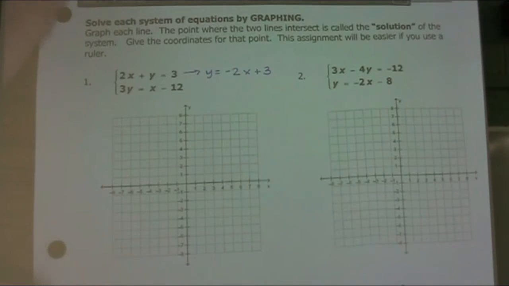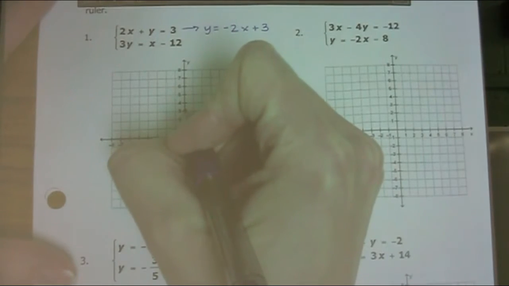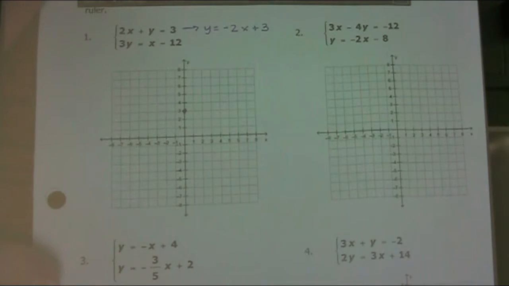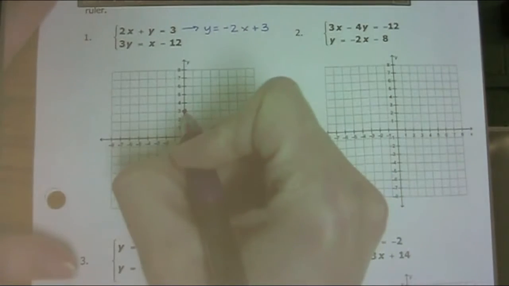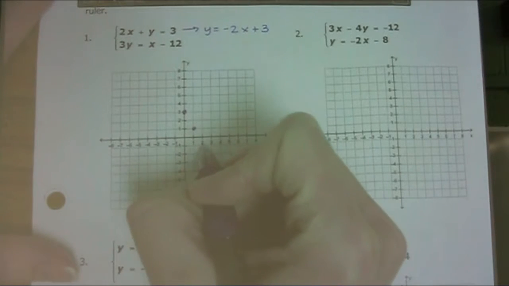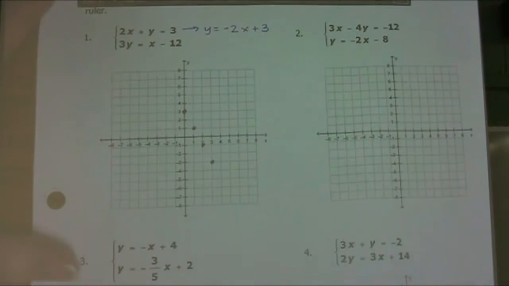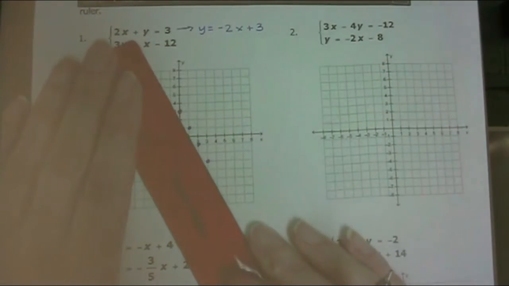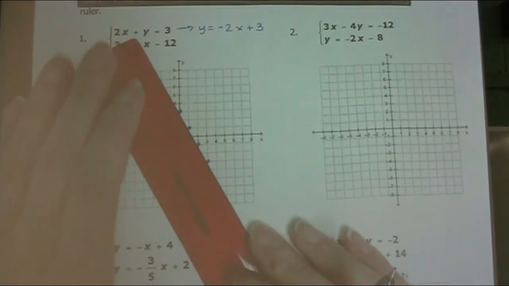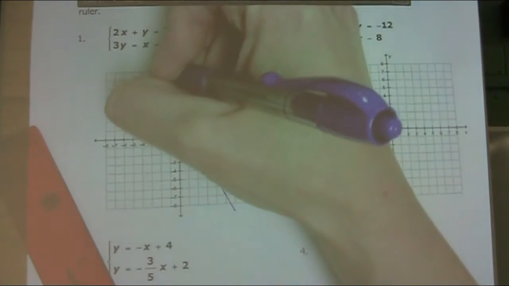So my y-intercept is the point (0, 3) right here. And my slope is -2. Now, -2 as a fraction is -2 over 1, which means I'm going to go 2 down and 1 to the right. 2 down and 1 to the right. I could keep doing this, but 4 points is enough for me to draw this graph. So there's my first line.